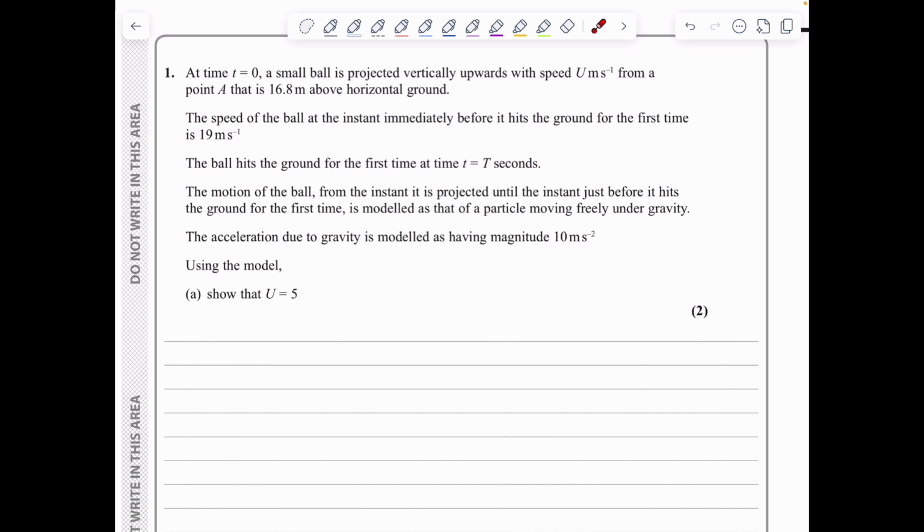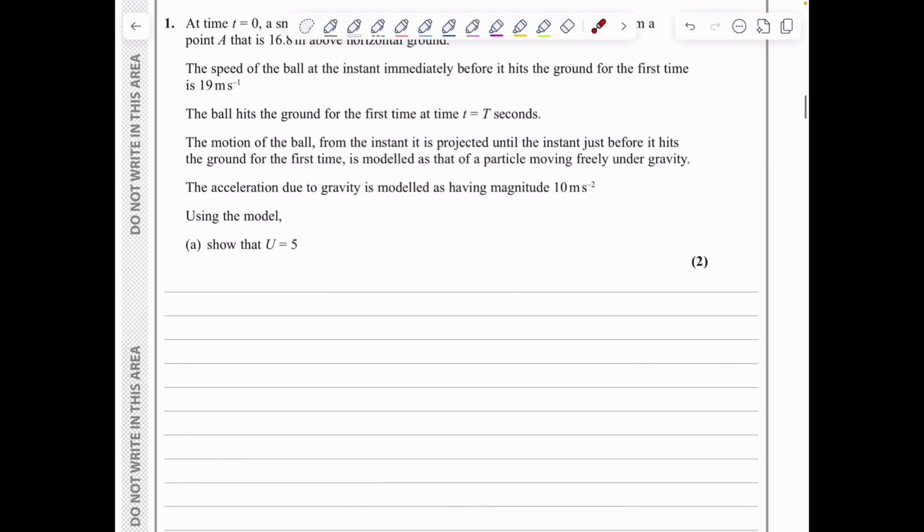Now the motion of the ball from the instant it is projected until the instant just before it hits the ground for the first time is modeled as that of a particle moving freely under gravity, so we are neglecting air resistance here, and the acceleration due to gravity is modeled as having magnitude of 10 meters per square second, so we're not using the usual 9.8. And using the model, we need to show that capital U is equal to 5.